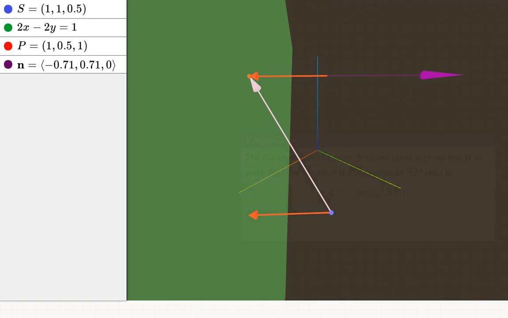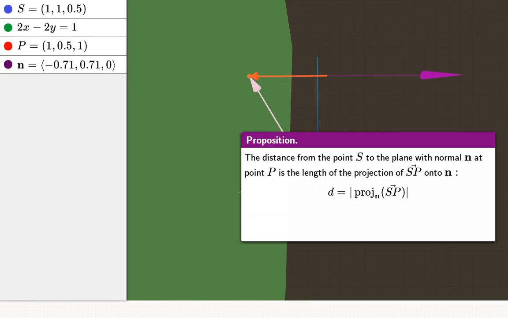So let's write this down. Given a plane containing a point P and a normal vector n, if we take any point S in space, the distance from S to the plane is the length of the projection onto n of the vector from S to P. And I could have taken the vector in the other direction, like from P to S, since we're taking the absolute value. And then the length of this projection we can calculate using the dot product. That will be the dot product of the vector from S to P with the normal vector, then divided by the length of the normal vector.